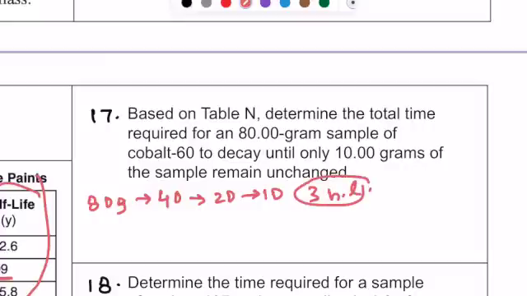And so we want to figure out how much time it took for 3 half-lives. So 1 half-life of cobalt-60, according to table N, is about 5.271 years. So if we had 3 half-lives, we just multiply by 3.